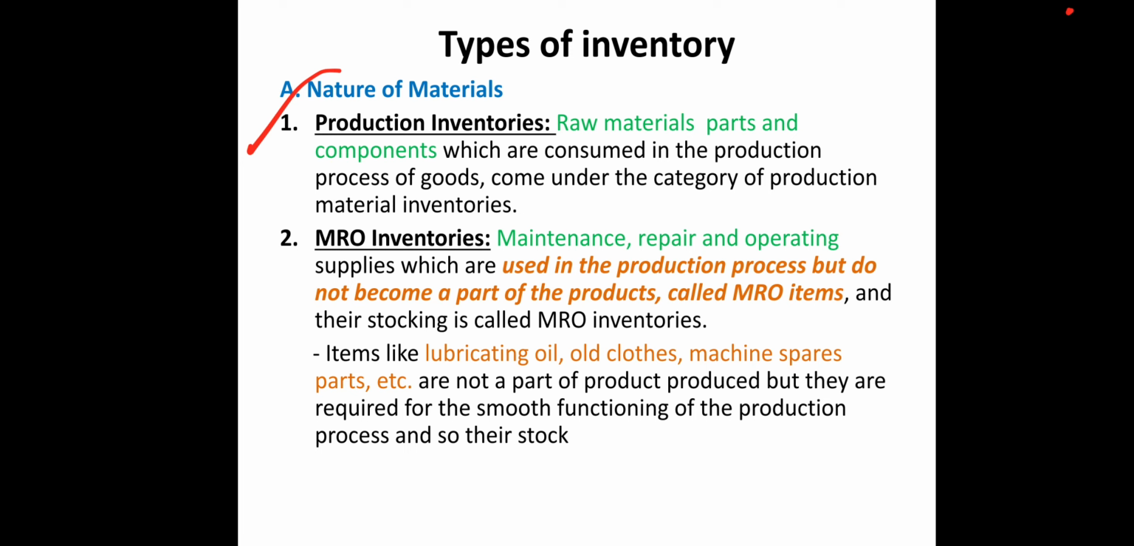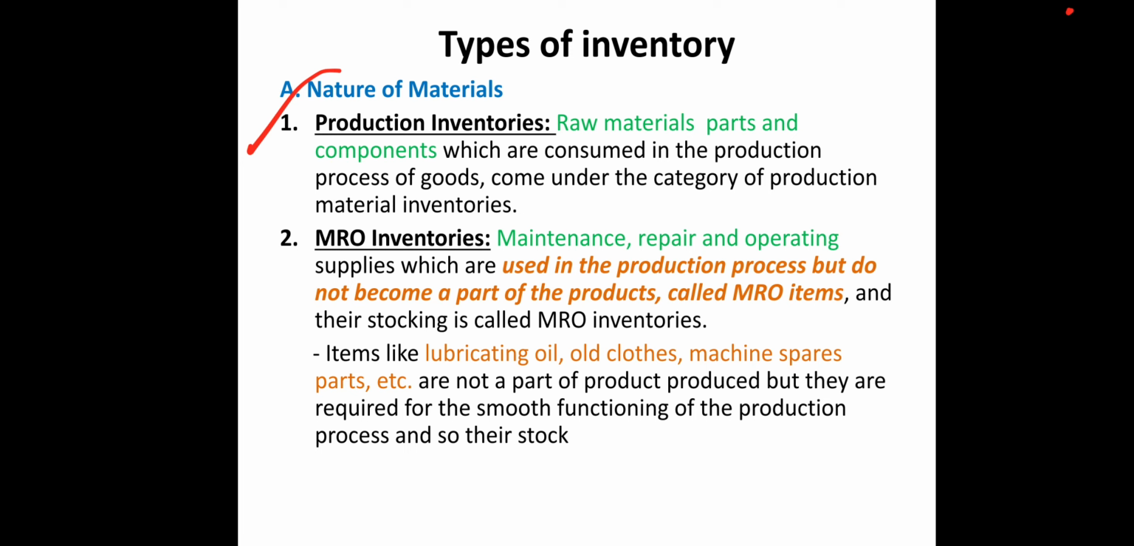So what does production inventory mean? The materials, the raw materials, the components or parts which will be useful for the further production of goods come under the production inventory. So we can say production inventory means whatever material is required for the production process that is maintained in stock.